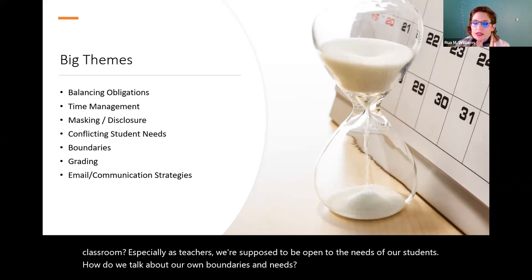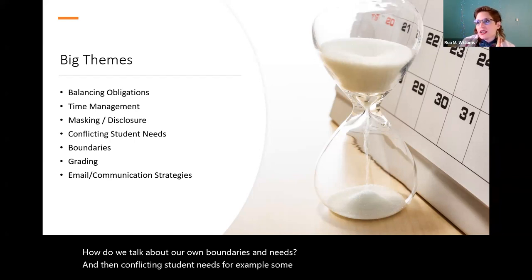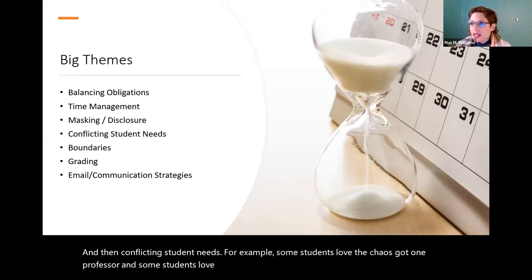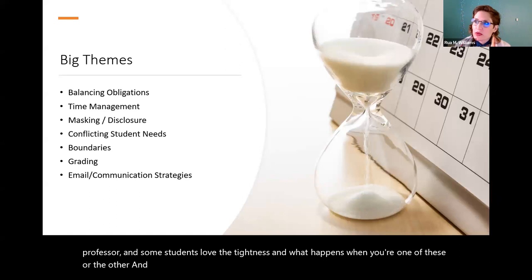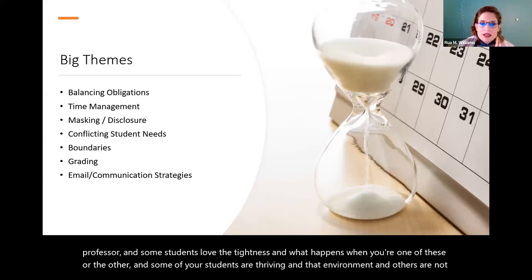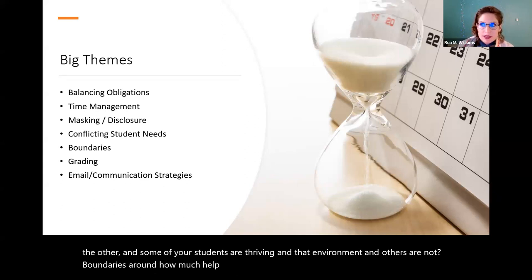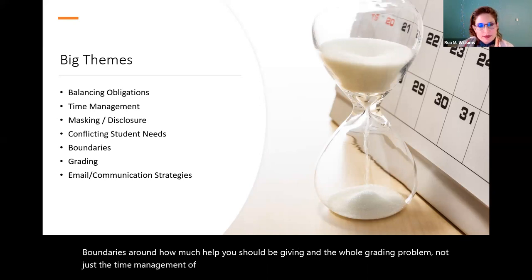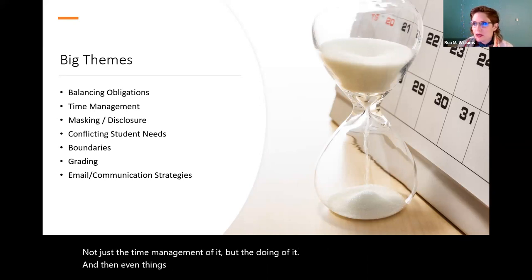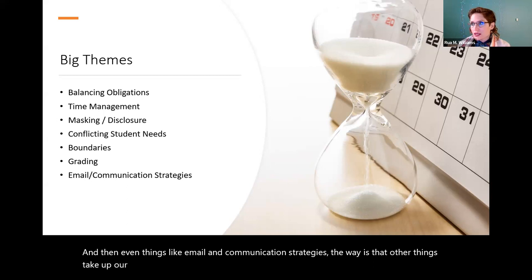And then conflicting student needs. For example, some students love the Chaos Goblin professor and some students love the tight ass. What happens when you're one or the other, and some of your students are thriving in that environment and others are not? Boundaries around how much help you should be giving, and the whole grading problem, not just the time management of it, but the doing of it. And then even things like email and communication strategies, the ways that other things take up our days.